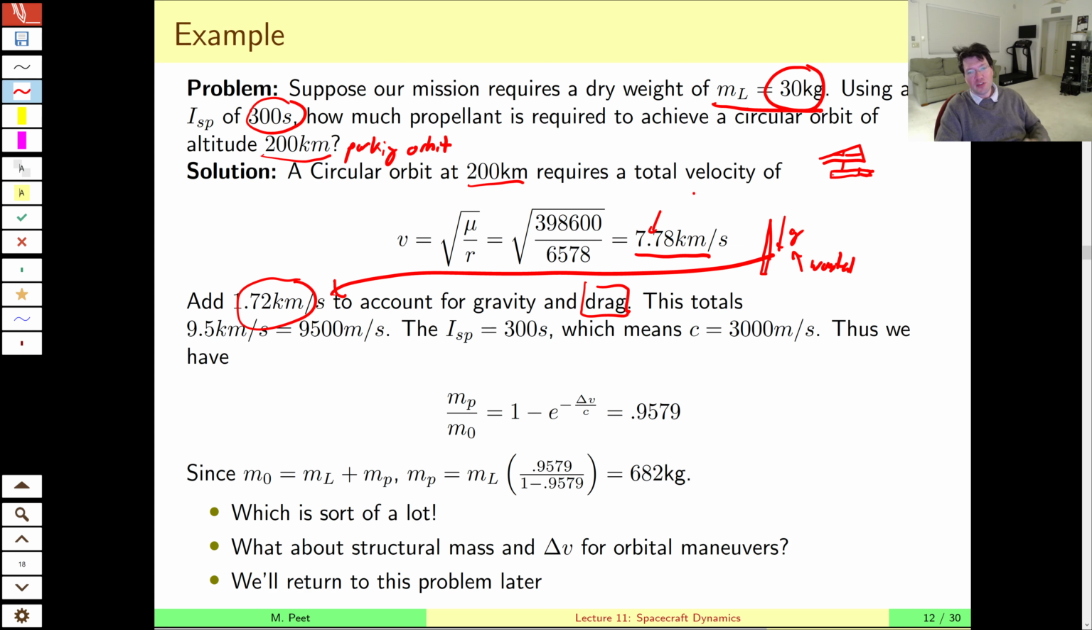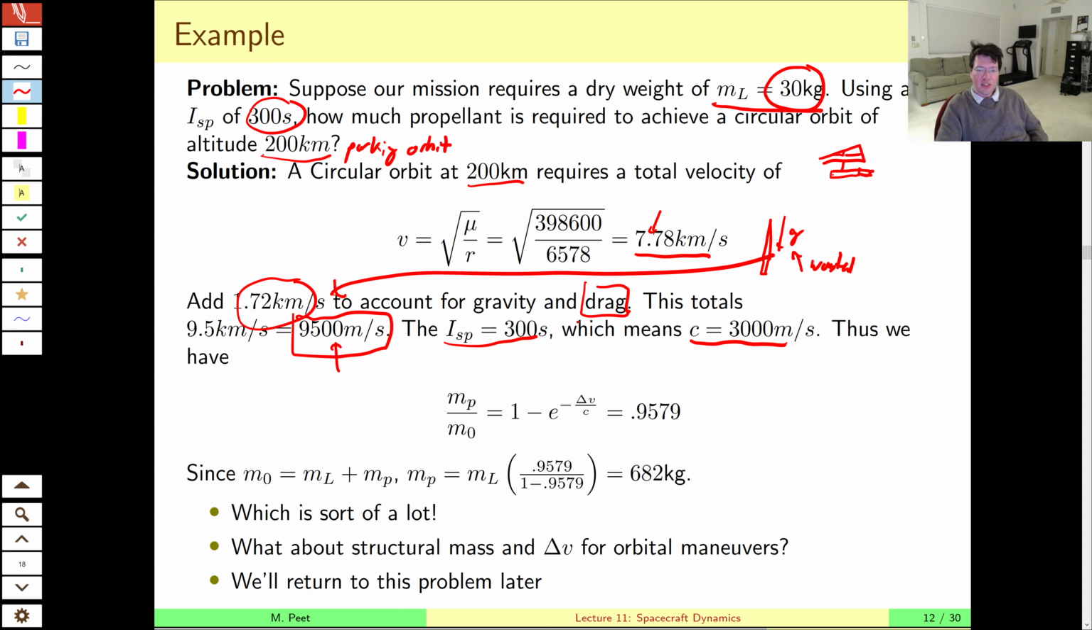Now you can use the rotation of the Earth to get you about 0.5 kilometer per second, but not more than that. And so generally, a rule of thumb, it's not a hard and fast rule, is that to get into a circular parking orbit, you are going to require a delta V of at least 9.5 kilometers per second. So if we have an ISP of 300 seconds, how much propellant do we need, basically?